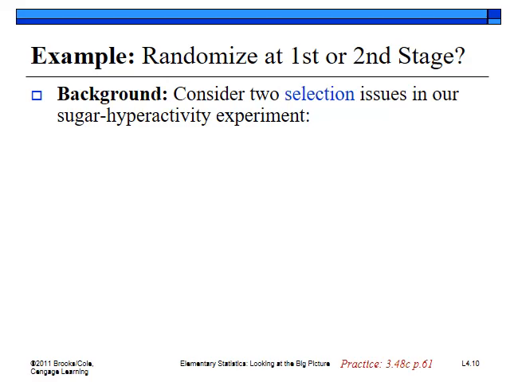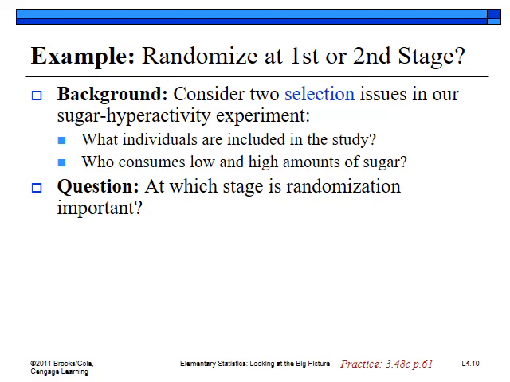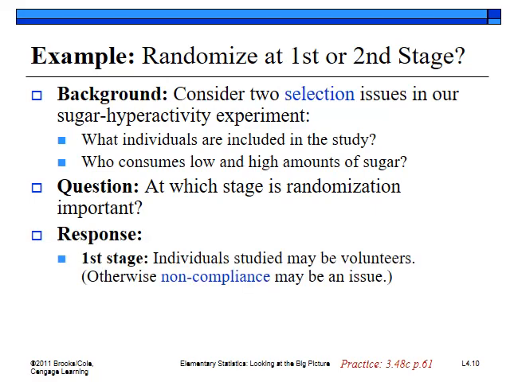In this sugar and hyperactivity experiment, there are a couple of issues in our selection process. What individuals will be included in the study? And of those individuals, who consumes low sugar and who consumes high sugar? The question this raises is, at which stage is randomization important? At the first stage, the selection of the sample, we need to worry if we get volunteers. If we have volunteers, non-compliance may be an issue.